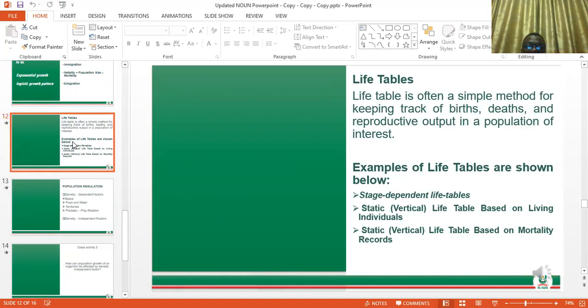And then we have about three examples of a life table that were shown. One is a stage-dependent life table. The other one is a static life table based on living individuals. And the other one is a static life table based on mortality records.